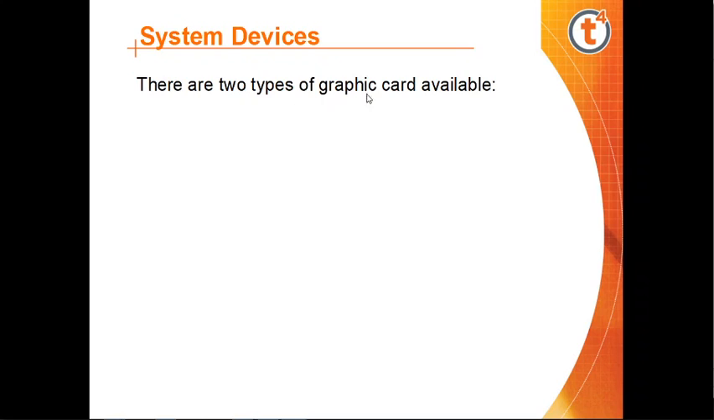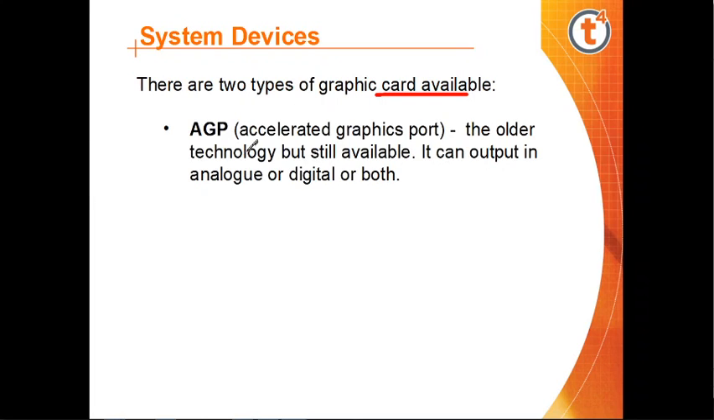There are two types of graphics card available. One is AGP. I already said that it is a point-to-point channel for attaching a video card to a computer system, primarily to assist in the acceleration of 3D computer graphics. It has a speed up to 2133 Mbps, that means per second. Mbps is nothing but your speed, per second.